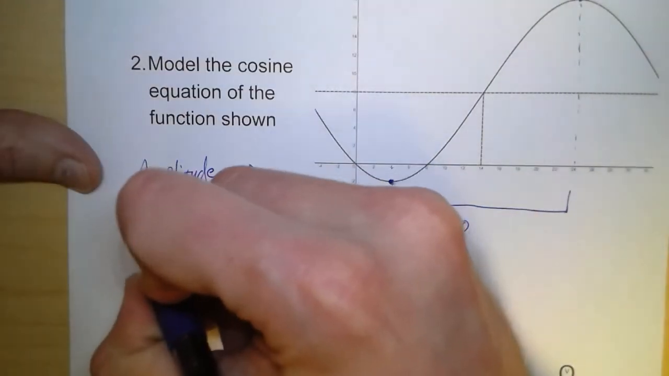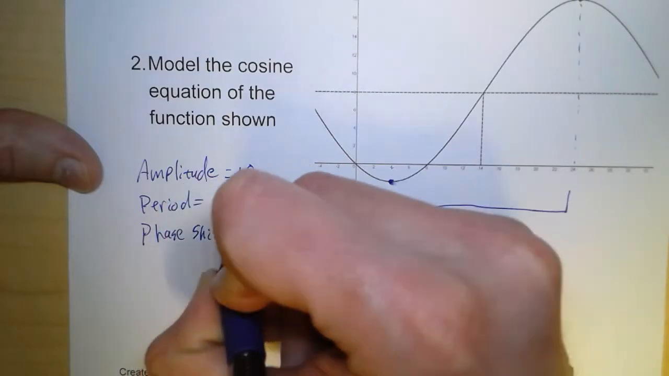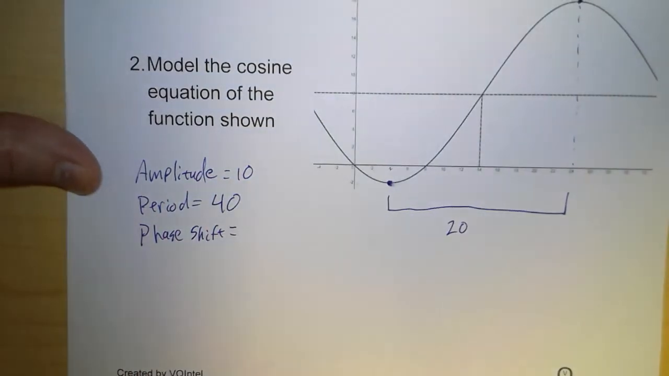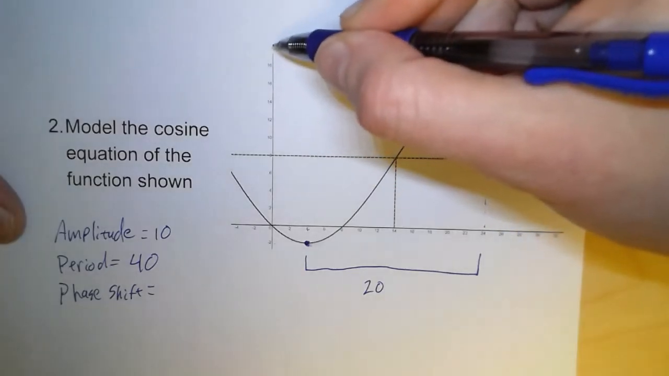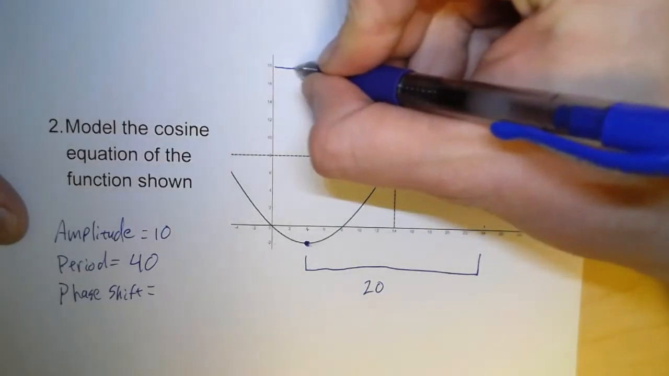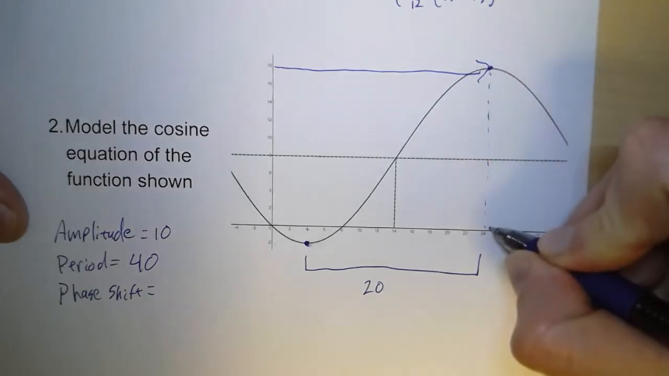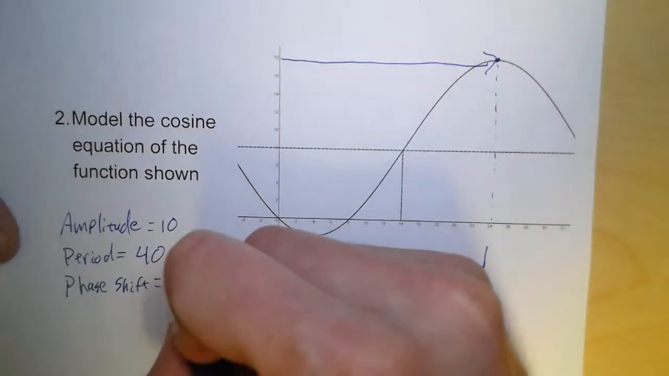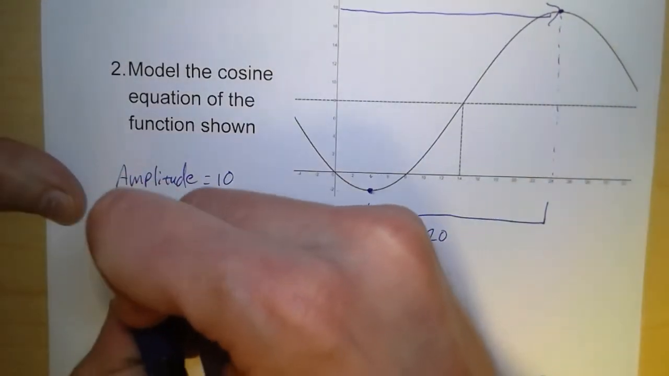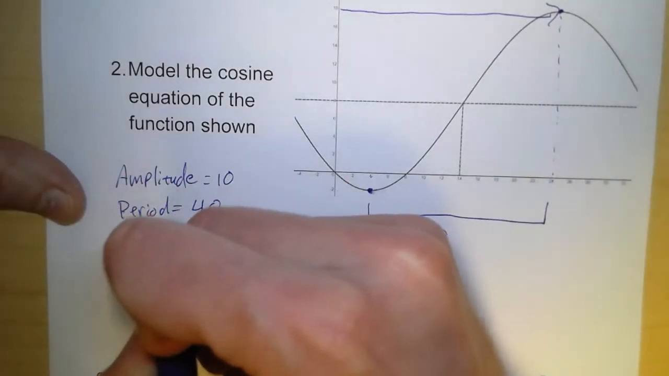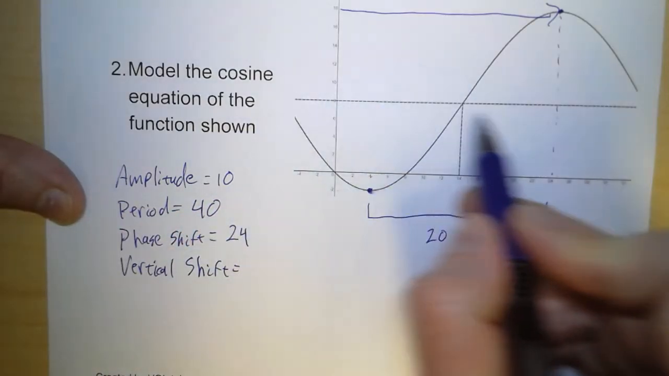And so for the phase shift, again, we look at cosine, and cosine starts up at the top. So we're looking at this point. Now, that point should be on the y-axis, but it's not. It got moved over this many spaces. It got moved over 24 to the right. And then finally, the vertical shift, and that is the middle. And so that value is 8.